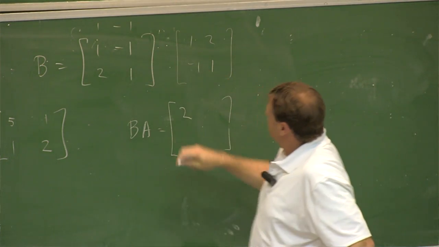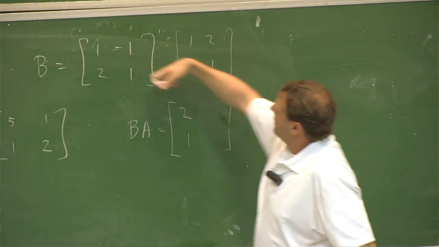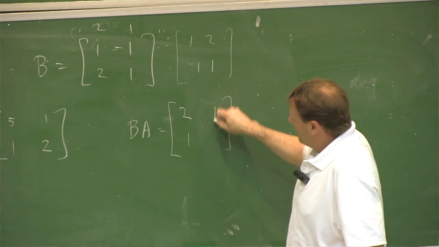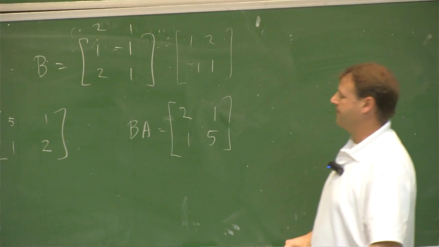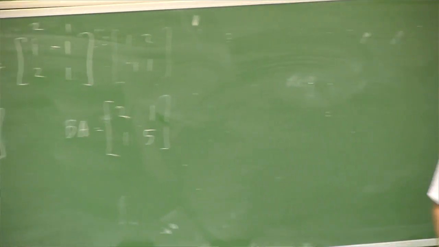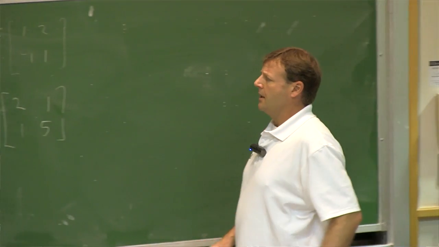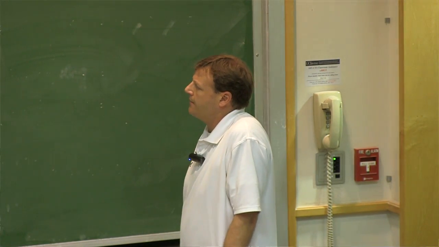Then I get 2 minus 1 is 1. I'm done with that column. Move on to this column. I get 2 minus 1 is 1. And then 2 times 2 is 4, plus 1 is 5. I really recommend you practice this enough where you can do that in your mind rather than have to write everything out. Just get comfortable with it, get fast at it.